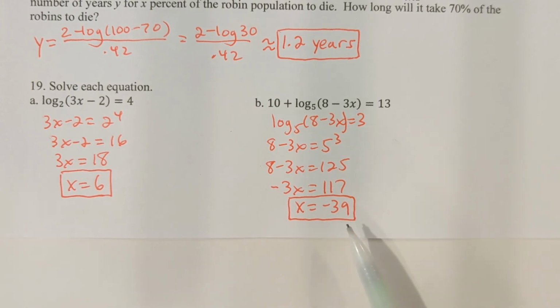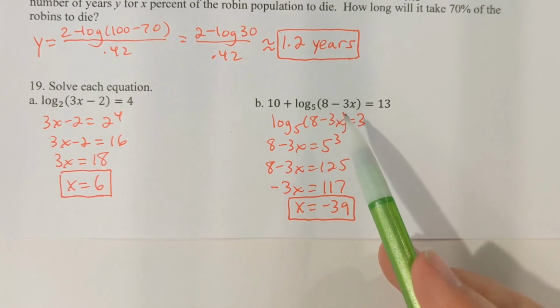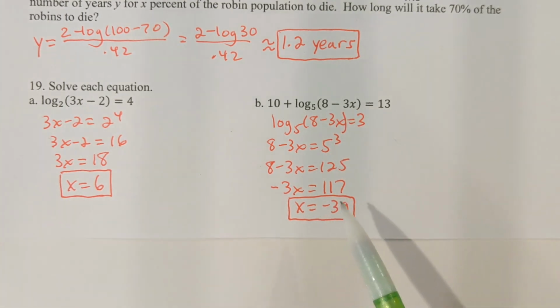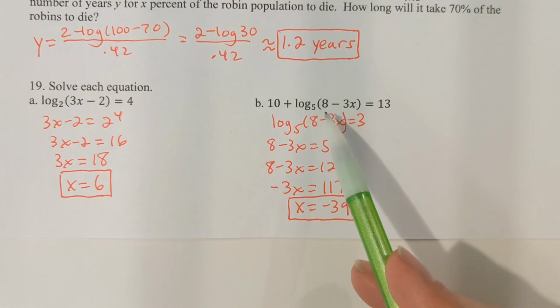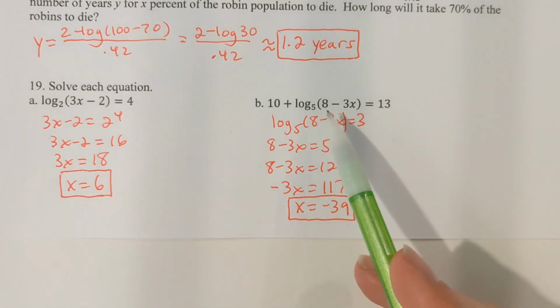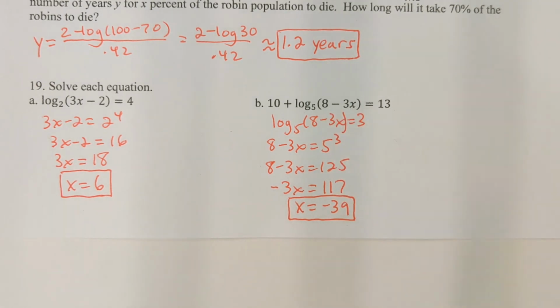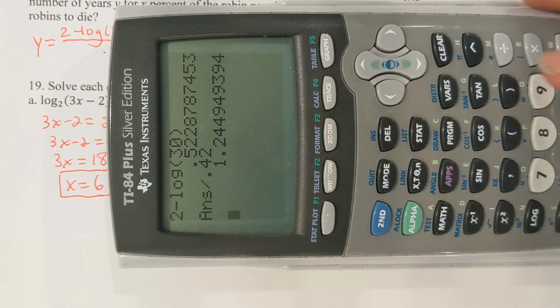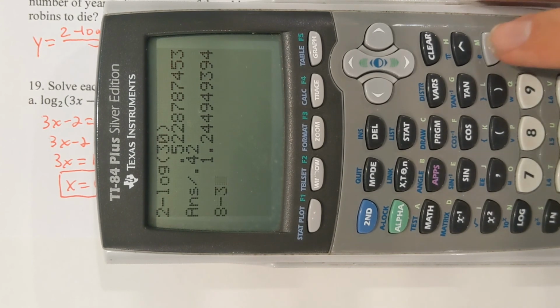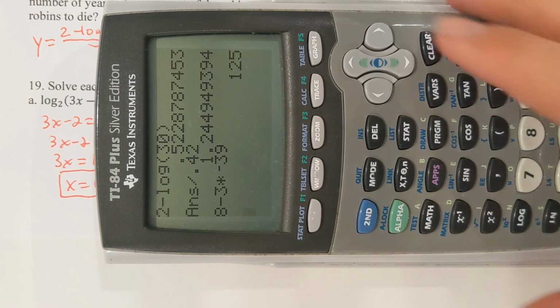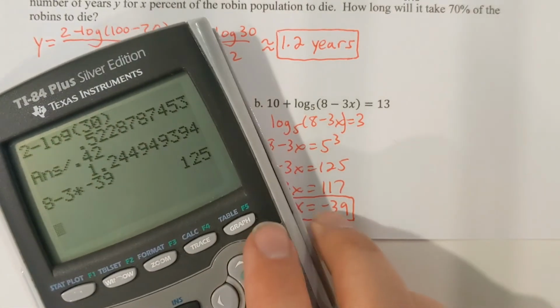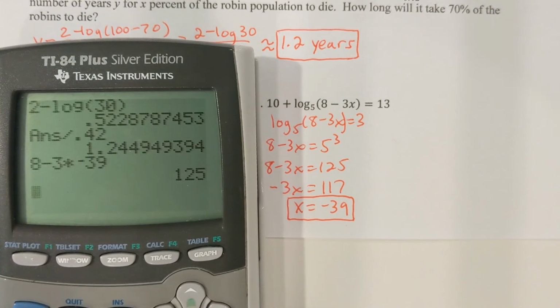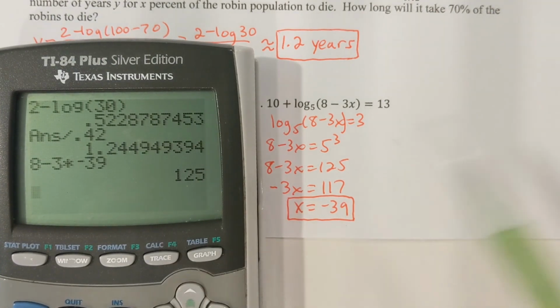Are we going to keep that negative number? Well, remember that the overall value in a logarithm can't be negative. Now I'm getting a negative x value. That doesn't matter. If you take 8 minus 3 times negative 39, that will be okay, because 8 minus 3 times negative 39 gives you positive 125. Okay, so we still have log base 5 of a positive there.